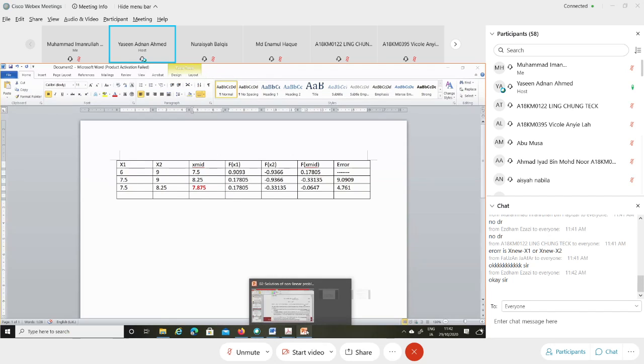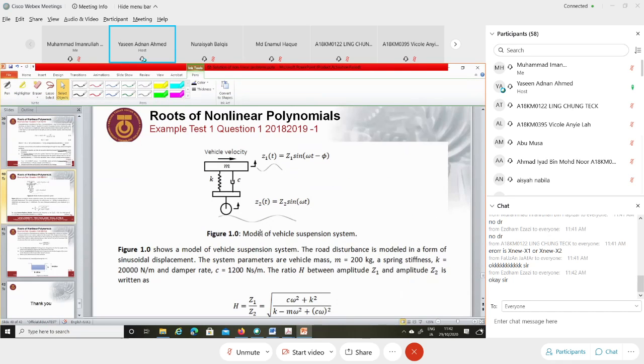I go to the next method. So we use the same problem with which method they say.